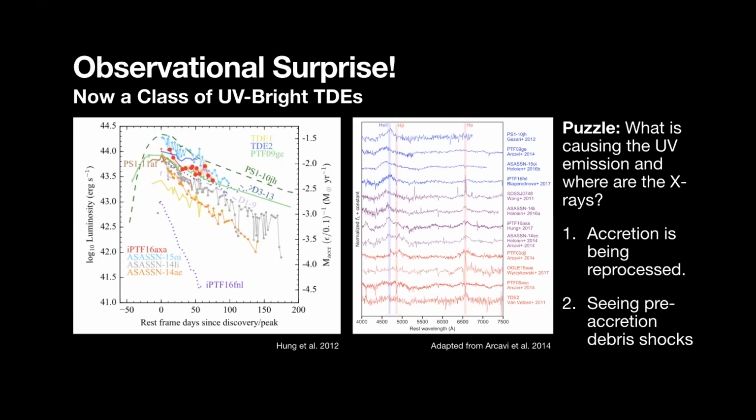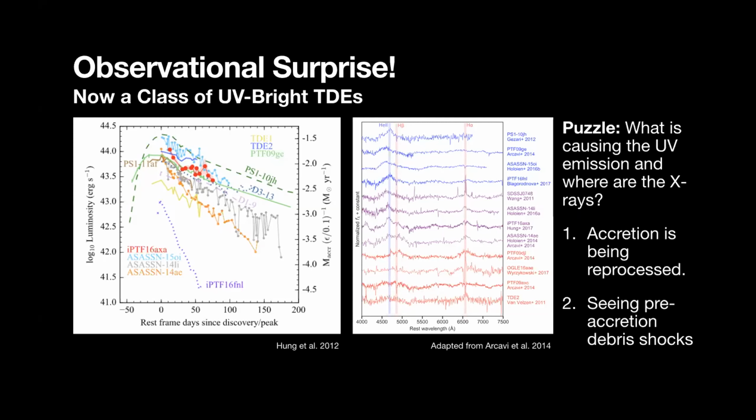And so the question is, why are these TDEs if they're in the wrong wavelength? There are currently two explanations for this that Nick will go into in more detail. I'll just mention that we are seeing the accretion, but it's being reprocessed by some material that's then emitting it at a larger blackbody radius and lower temperature.